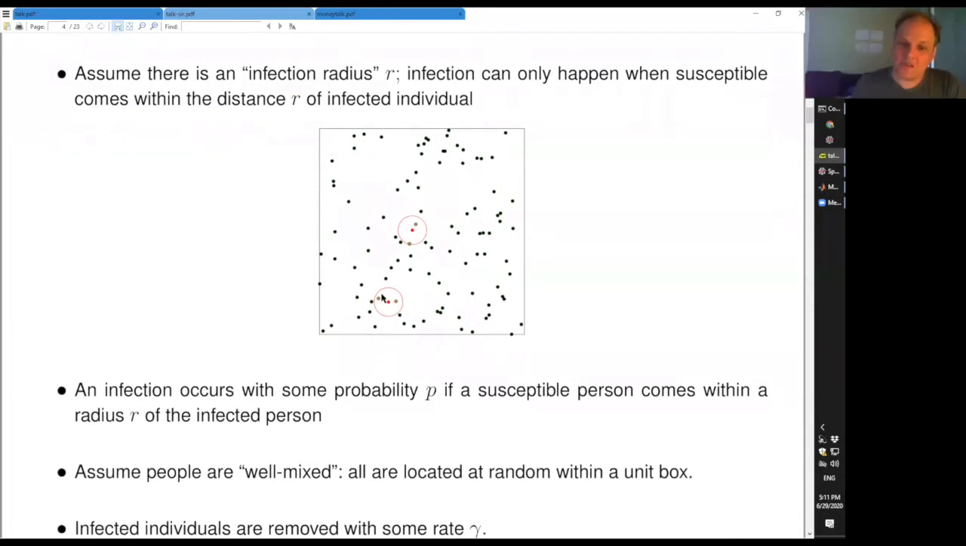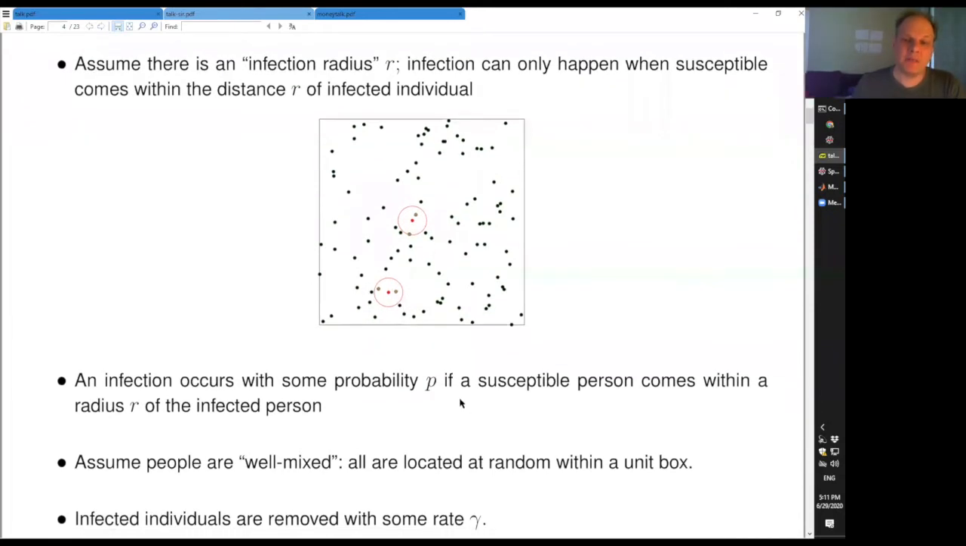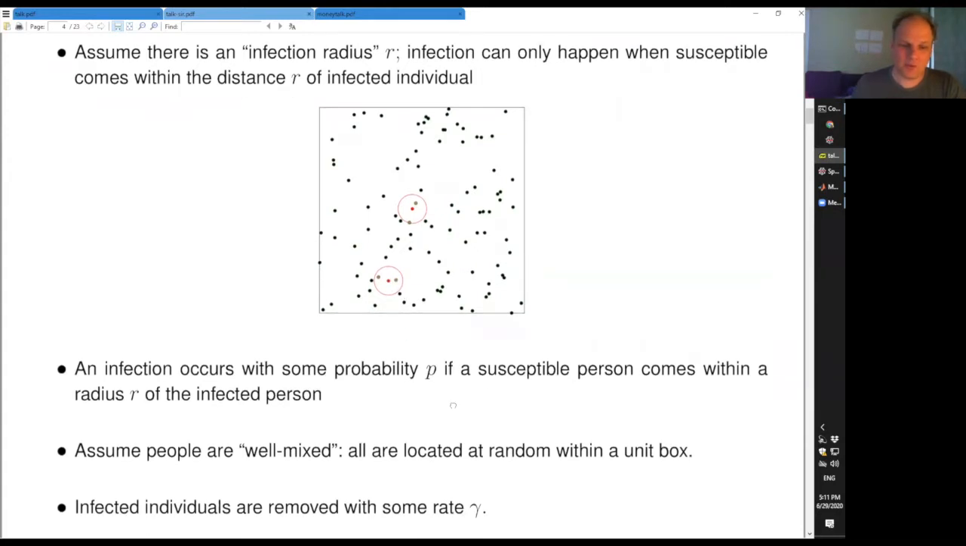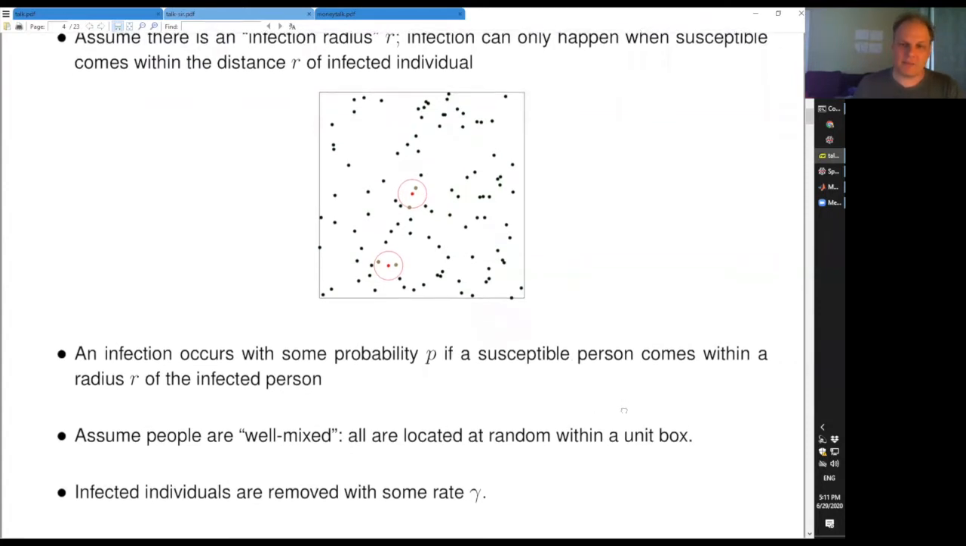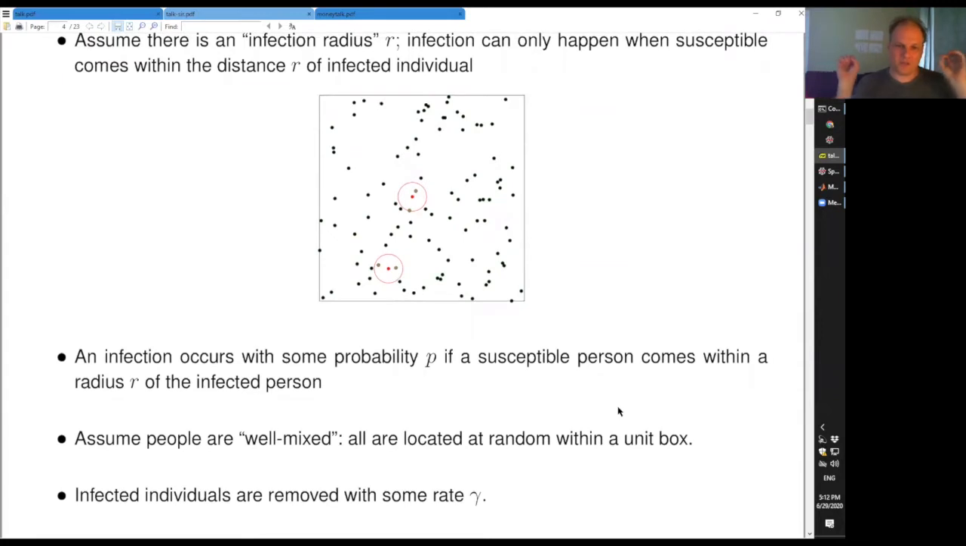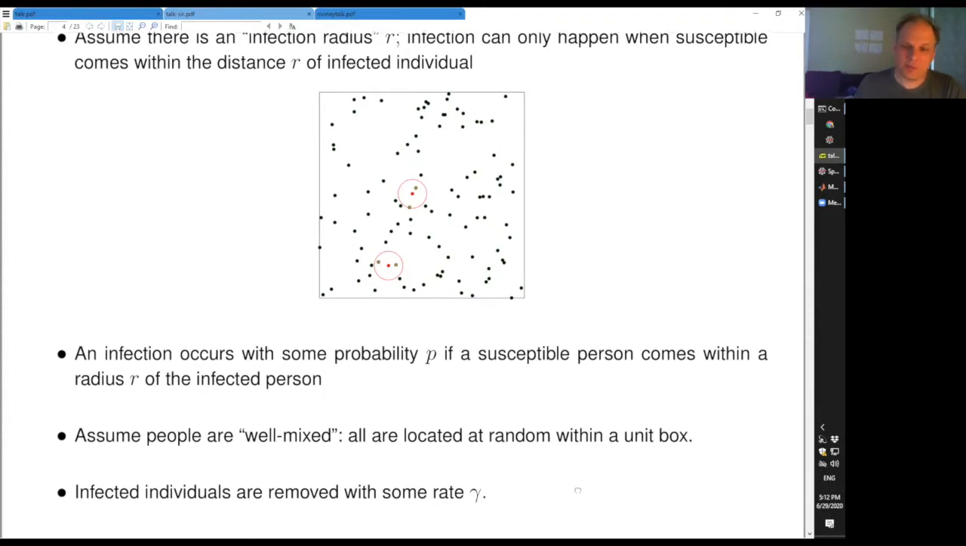But they don't necessarily have to be infected. They will get infected with some probability P. Any dots outside of those circles will not get infected, but the dots inside the circles will get infected with some probability P. We'll also assume that it's a well-mixed situation, so basically all the dots are just randomly thrown into the square. And then infected individuals are removed with some rate.